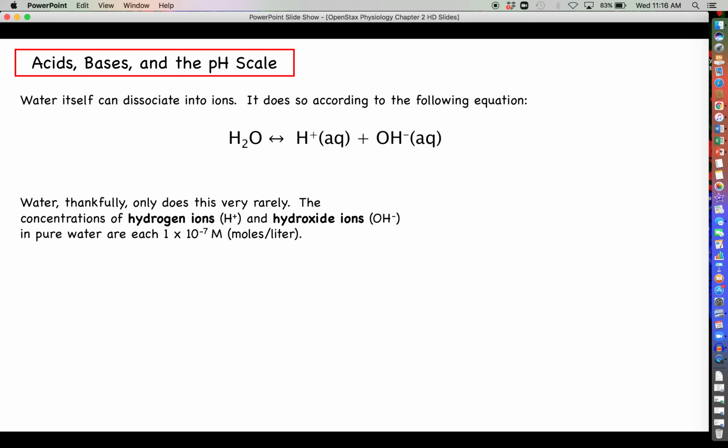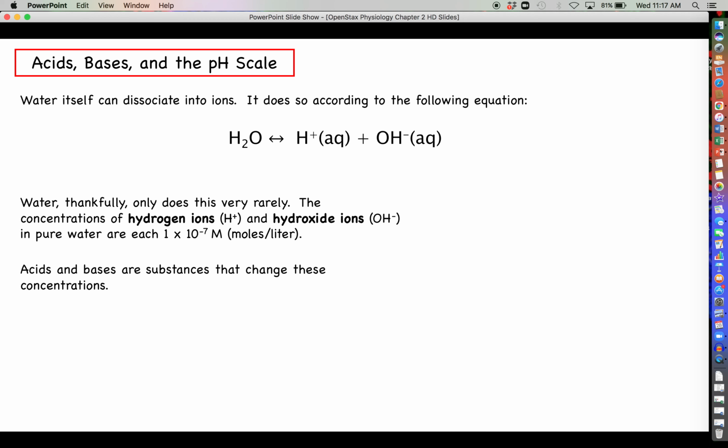Like I said, water does not do this very frequently at all. If you have a beaker of water, the vast majority of it is going to be intact water molecules. You're not going to find hydrogen ions or hydroxide ions in very high concentrations at all. In fact, if you've got a beaker of pure water with no impurities or solutes, the concentration of each of these ions is going to be 1 × 10⁻⁷ moles per liter. So very small concentrations indeed.